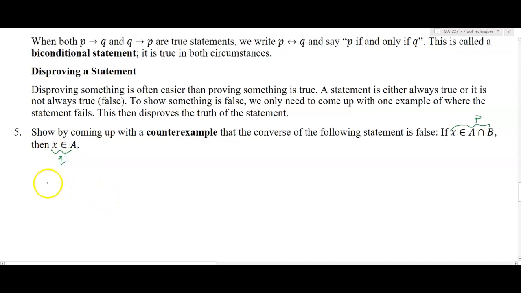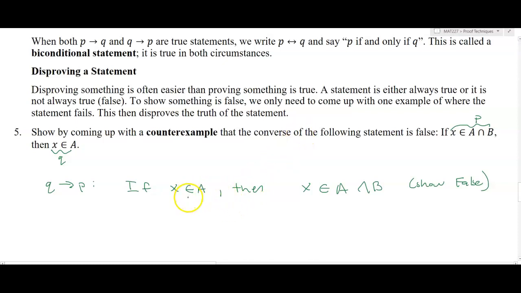So if I want to write the statement Q, then P, that would be: if X is an element of A, then X is an element of A and B. And we want to show this is false. Okay, so we just need to find one counterexample. Here we're arguing that for any element that is in some set called A, it's also in the intersection.